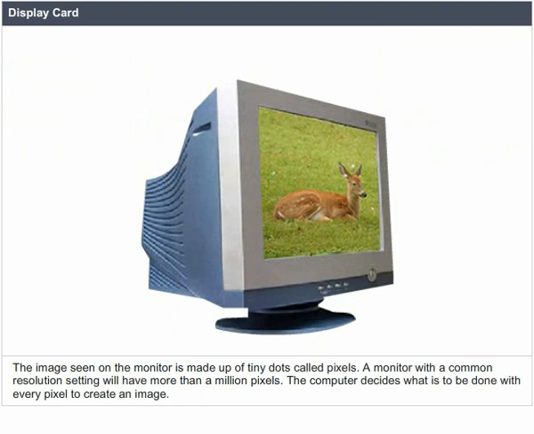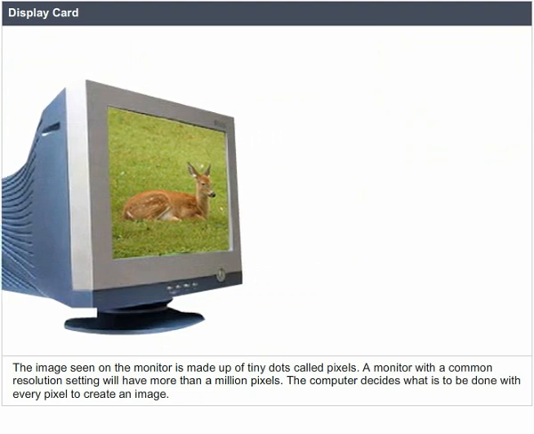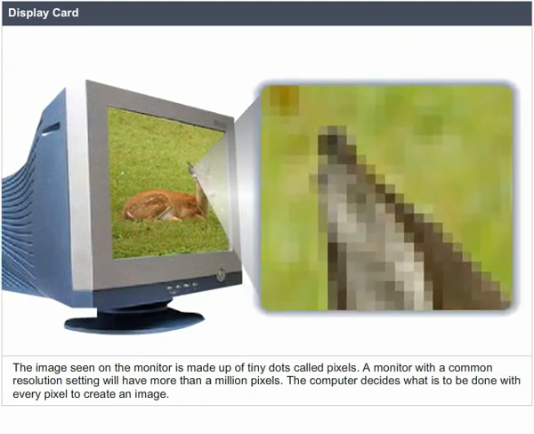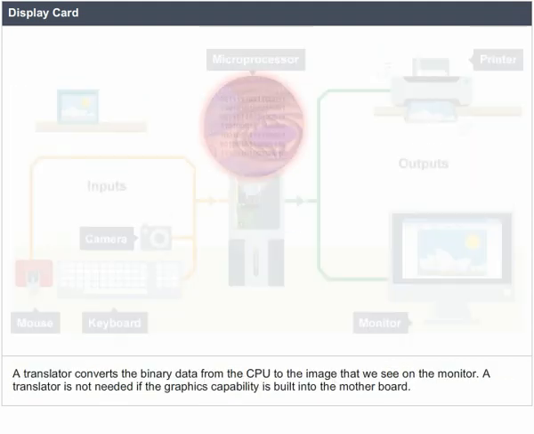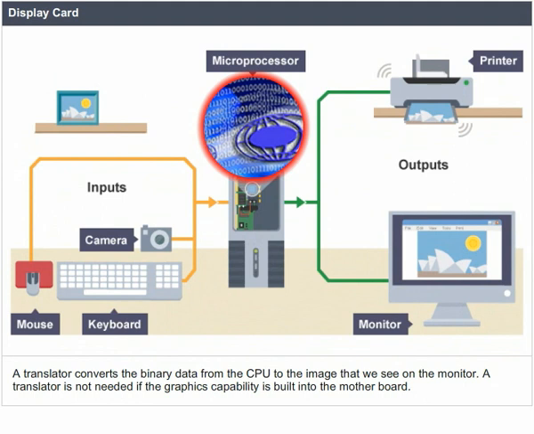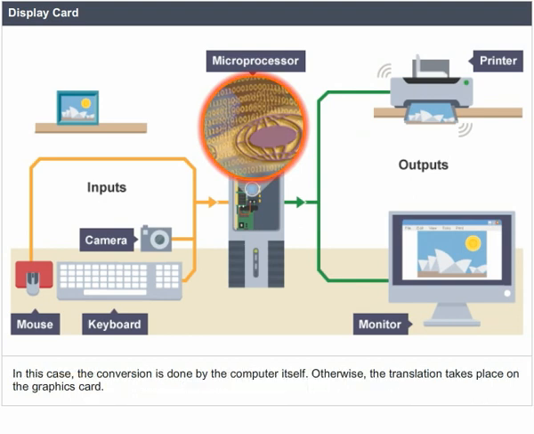The image seen on the monitor is made up of tiny dots called pixels. A monitor with a common resolution setting will have more than 1 million pixels. The computer decides what is to be done with every pixel to create an image. A translator converts the binary data from the CPU to the image that we see on the monitor. A translator is not needed if the graphics capability is built onto the motherboard. In this case, the conversion is done by the computer itself. Otherwise, the translation takes place on the graphics card.